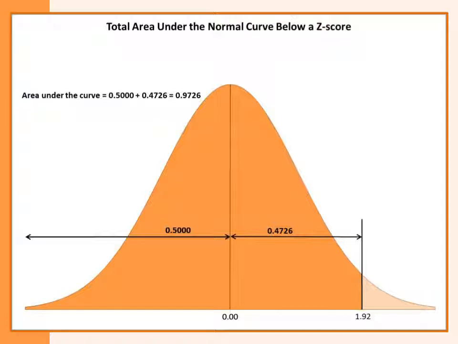So to find the entire area below a value of 1.92 for a z-score, we add 0.5000, which is the area that falls below the mean of 0, to 0.4726, which is the area that falls between the mean of the standard normal curve of 0.00 and our z-score of 1.92. So the result is 0.9726 of the area under the standard normal curve falls below a z-score of 1.92.